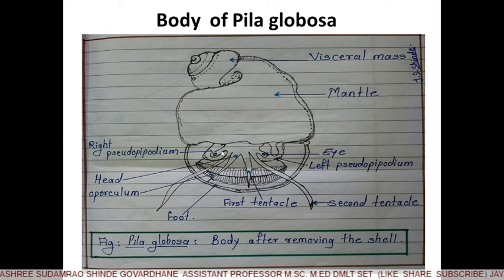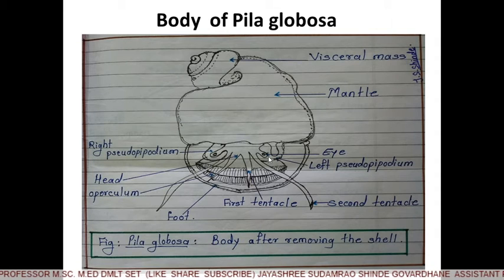It is a stalk-like structure known as ommatophore. See, both ommatophores have eyes on their tips.